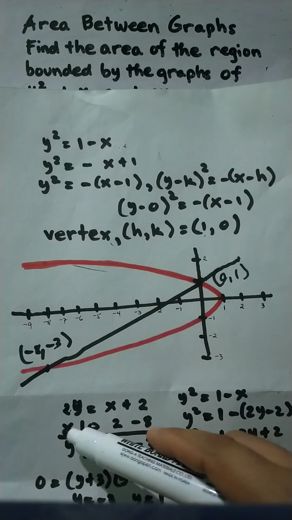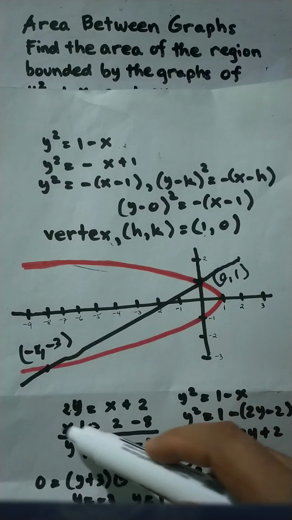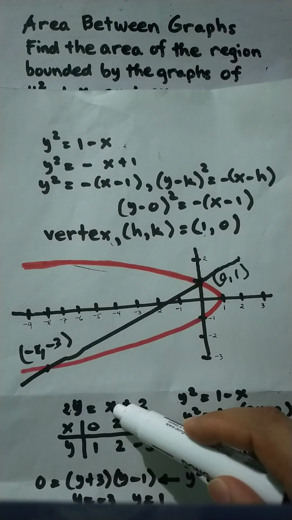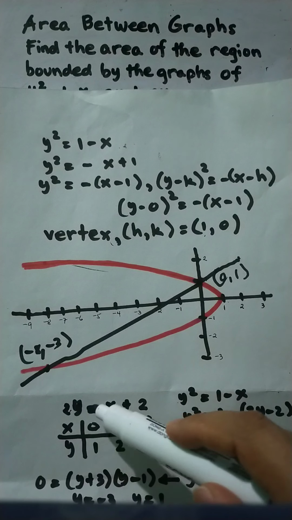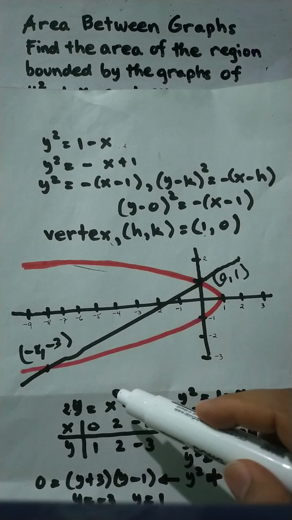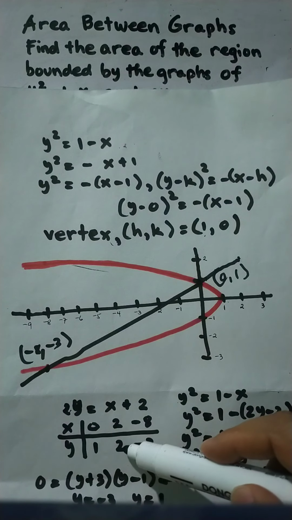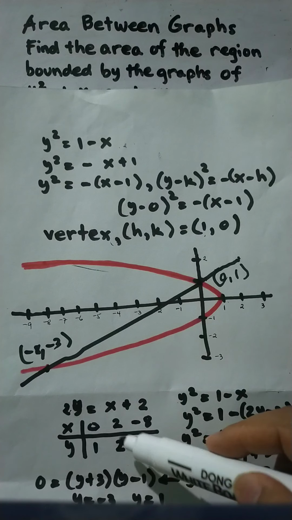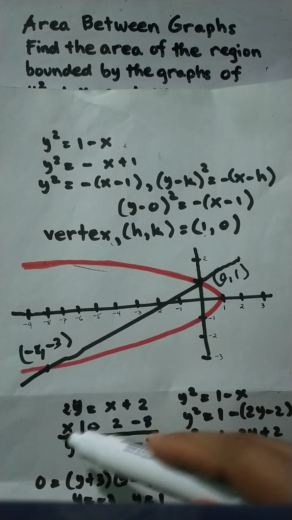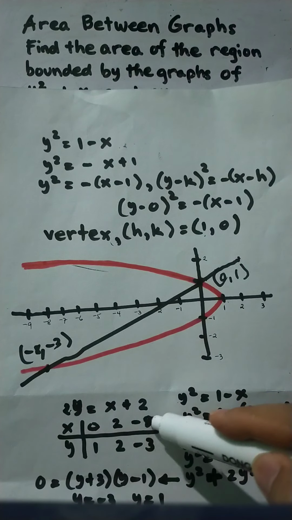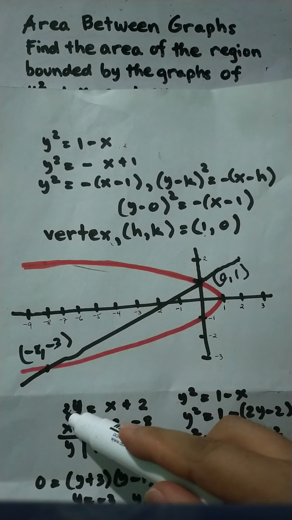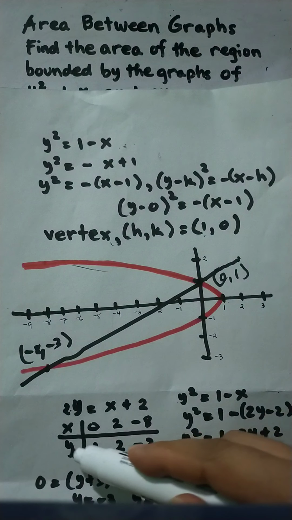Now if we assume the value of x as 2, then substitute the value of x as 2 in the equation of a line. So 2y equals 2 plus 2, which is equivalent to 4. 4 divided by 2 equals 2. Therefore, y equals 2. Then next, if we assume the value of x as negative 8, then negative 8 plus 2 equals negative 6, divided by 2 equals negative 3. That is the value of our y.